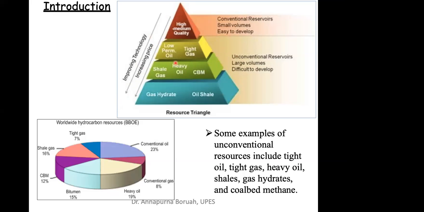Some examples of unconventional reservoirs are tight gas, tight oil, low permeable oil, shale gas, heavy oil, coal bed methane gas, hydrates, oil shales, etc. But these resources have great abundance. They are in immense quantity. If you see the world hydrocarbon resource, 7% of the hydrocarbon energy demand is met by tight gas, 16% by shale, 12% by coal bed methane, 15% by kerogen shale and bituminous shale, and 19% by heavy oil, and this is a resource diagram, and 8% we have conventional gas. So we have a huge volume of unconventional reservoirs. Now, there are some challenges. We should understand these reservoirs adequately so that we can design and apply effective technology to extract those hydrocarbons commercially.